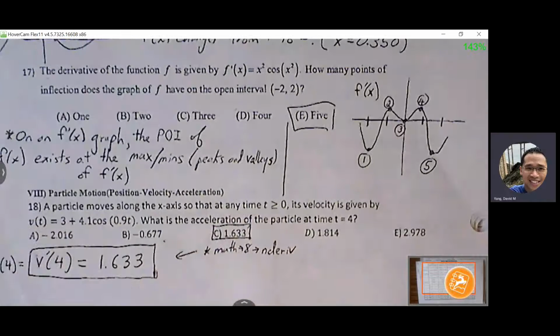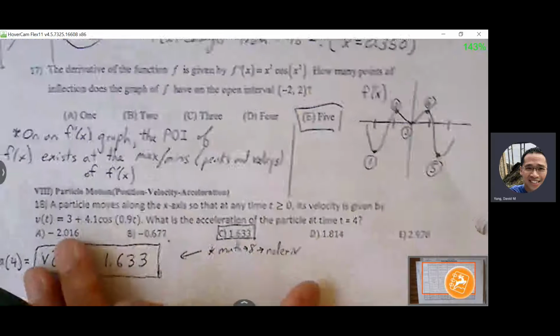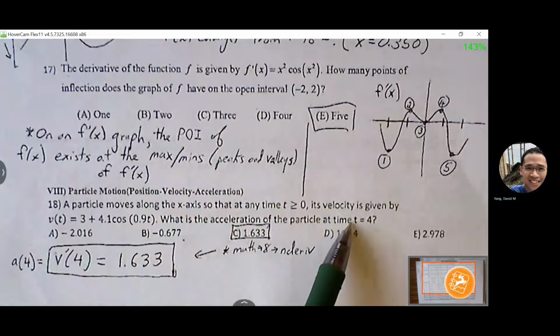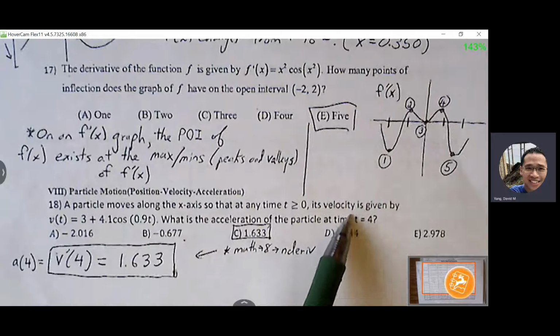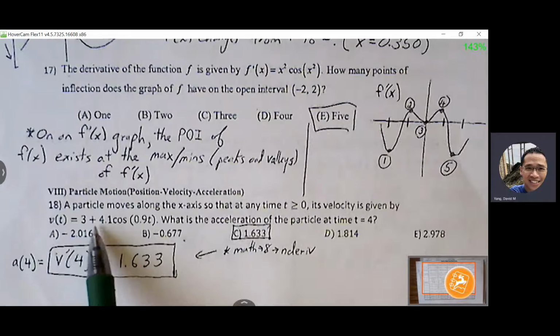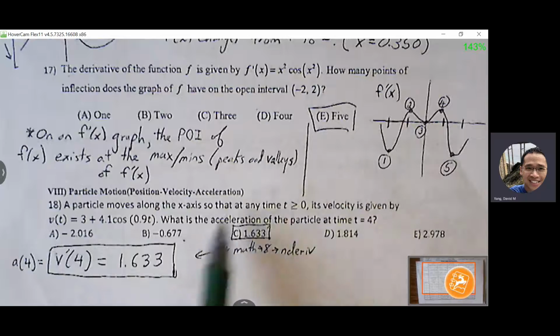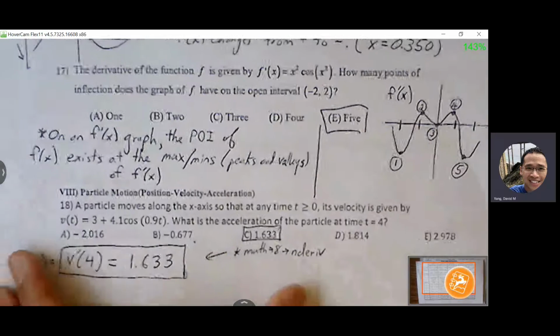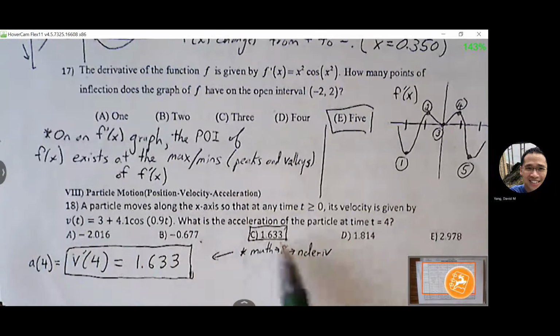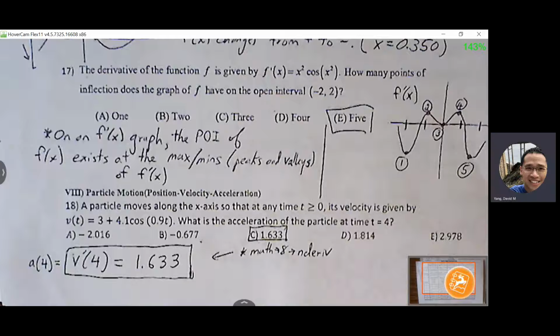Okay, number 18. Velocity is given. What's the acceleration? Acceleration is just the derivative of velocity. So you can use your nDeriv feature and ask the calculator to find the slope or derivative at 4. So do nDeriv of v of t, and then plug in 4, and make the calculator find the slope for you. Math 8, nDeriv feature.